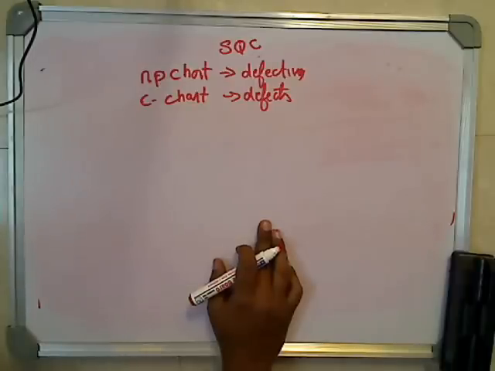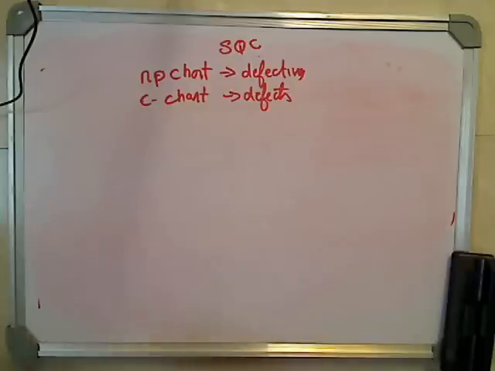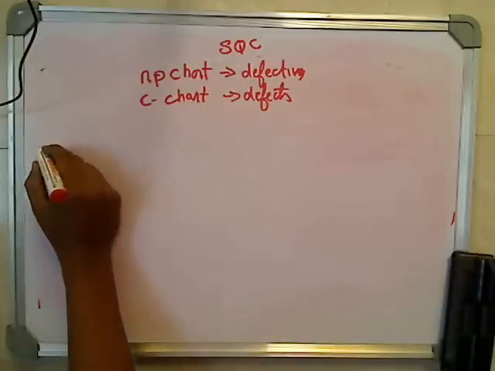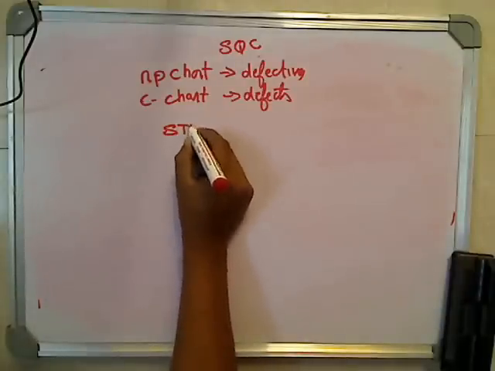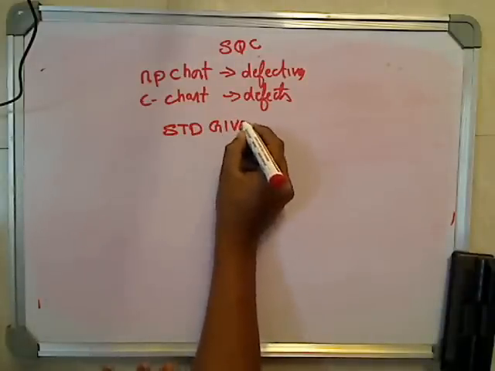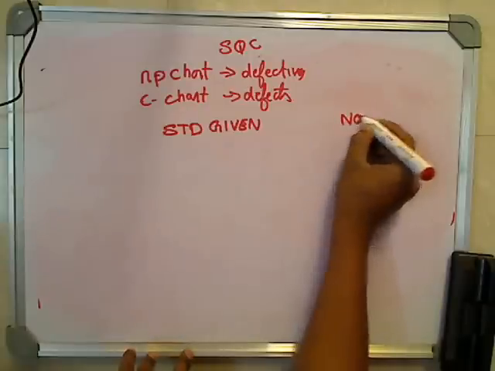So I wasn't really able to find time to work out a problem for the C chart, but what I've noticed is when it comes to a problem for the C chart, they mention the values freehand, and all you need to do is simply substitute the values and you'll be able to find the answer. But now let me just write down the formulas for both the NP chart and the C chart. Okay, now we will have standards given, and here not given.